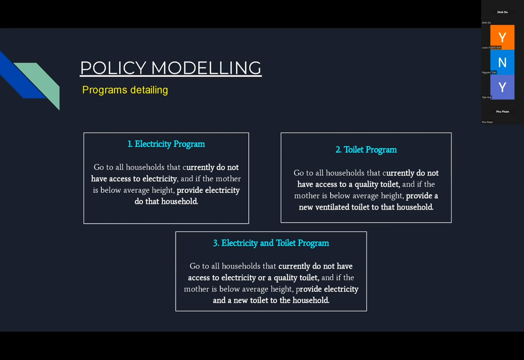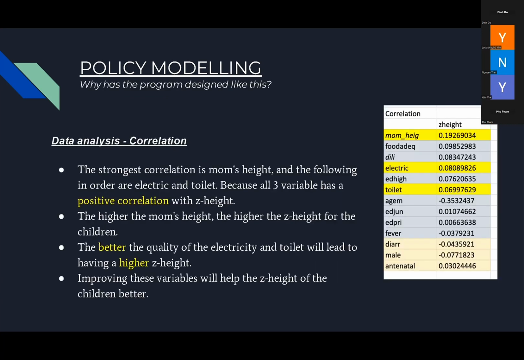So about the policy modeling. This is a detail of the program, because our program focuses on mom height, electricity, and toilet. So we will focus on these three variables in more detail in the analysis. So why has the program been designed like that?